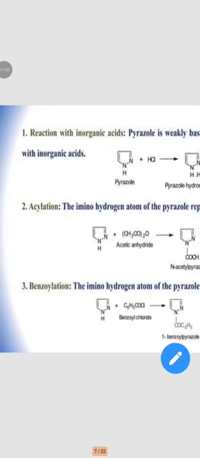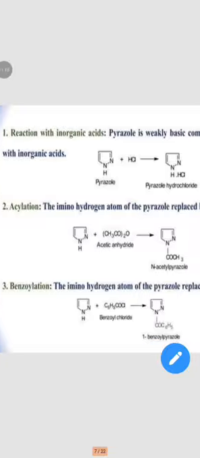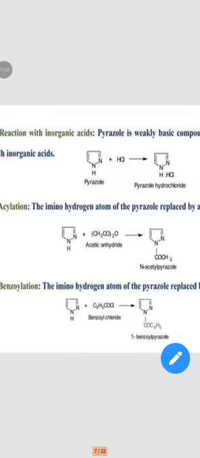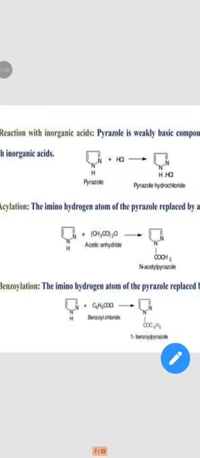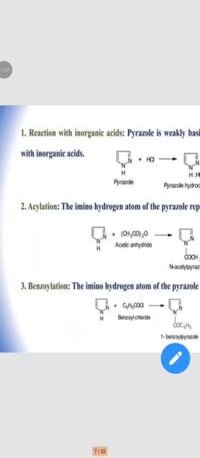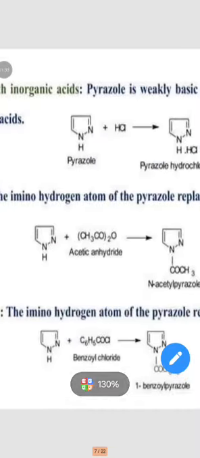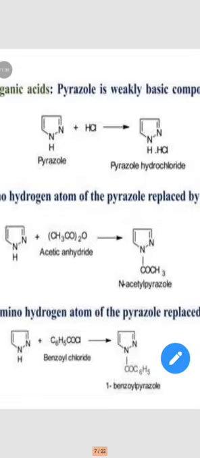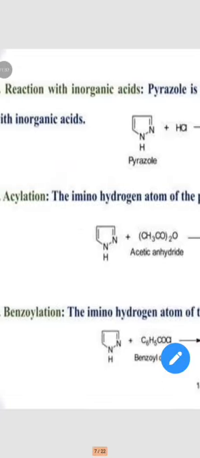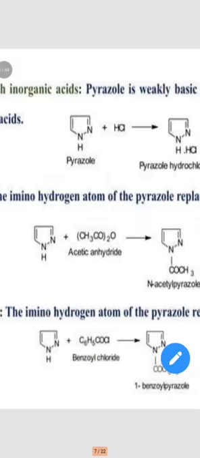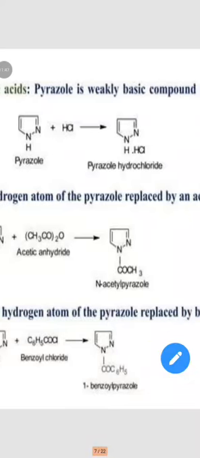So three chemical reactions have been studied. First is reaction with inorganic acids: pyrazole is reacted with hydrochloric acid to form pyrazole hydrochloride. Then the second one is acylation: pyrazole is reacted with acetic anhydride to form N-acetyl pyrazole. Then the third one is benzoylation: pyrazole is reacted with benzoyl chloride, C6H5COCl, to form the product 1-benzoyl pyrazole.